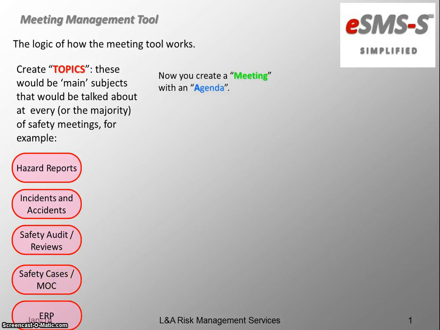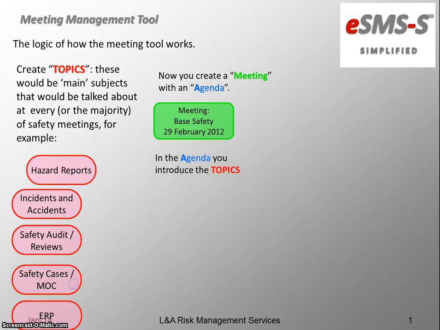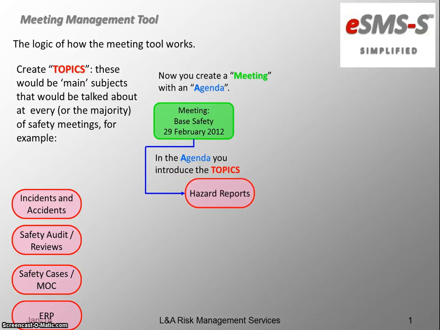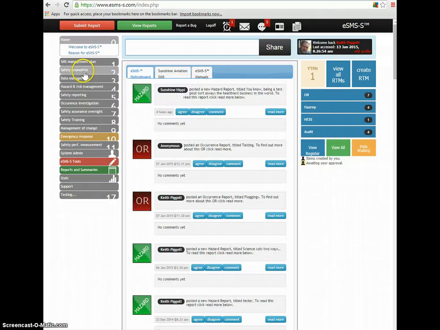Then I've already discussed how you create a meeting, and the next thing that we're going to discuss is now adding the topics to our safety meeting. That's our next part of our tutorial. So we're going to add a topic, and then we're going to add subtopics to that particular meeting, to that particular agenda item. Let's go through that.